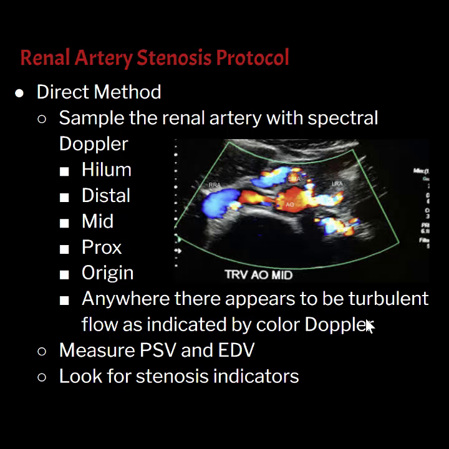If your color is set appropriately, then you may notice some areas of turbulent flow, and you will want to make sure that you're sampling within those areas as well. Whenever you're doing the direct method, again, you want to look at the peak systolic velocities and the end diastolic velocities, and we want to look for any stenosis indicators such as turbulent flow, filled in windows, or elevated velocities.